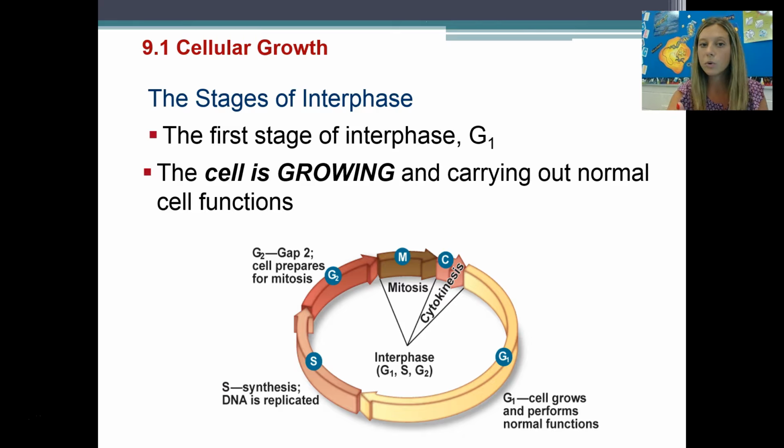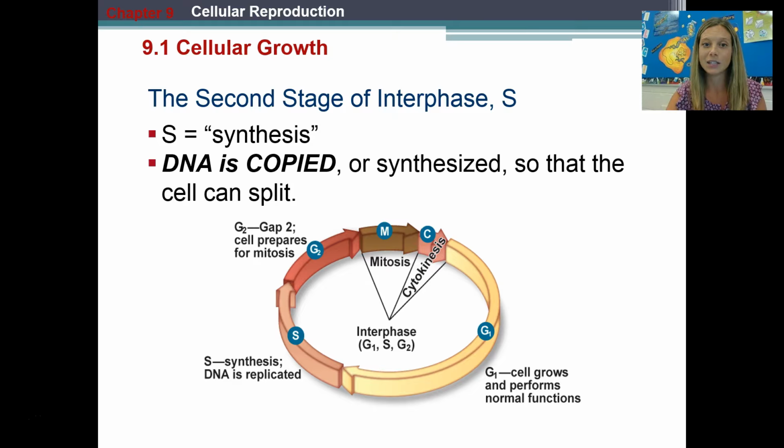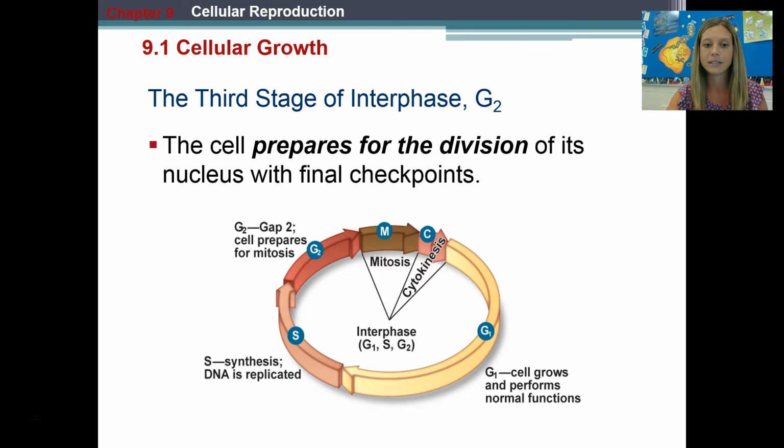This is where the cell is growing and just carrying out normal cell functions. It's taking in nutrients, it's letting out waste, doing its normal cell thing. The S stage of interphase, S stands for synthesis. So the thing being synthesized in the S stage is DNA. This is where the DNA is replicated so that the cell can split. You have to replicate the DNA. If you want to start with 46 chromosomes and you want to end with 46 chromosomes, you have to duplicate the DNA first so that when you divide the cell, you're ending up with the same thing that you started with. So that happens during the S stage of interphase.